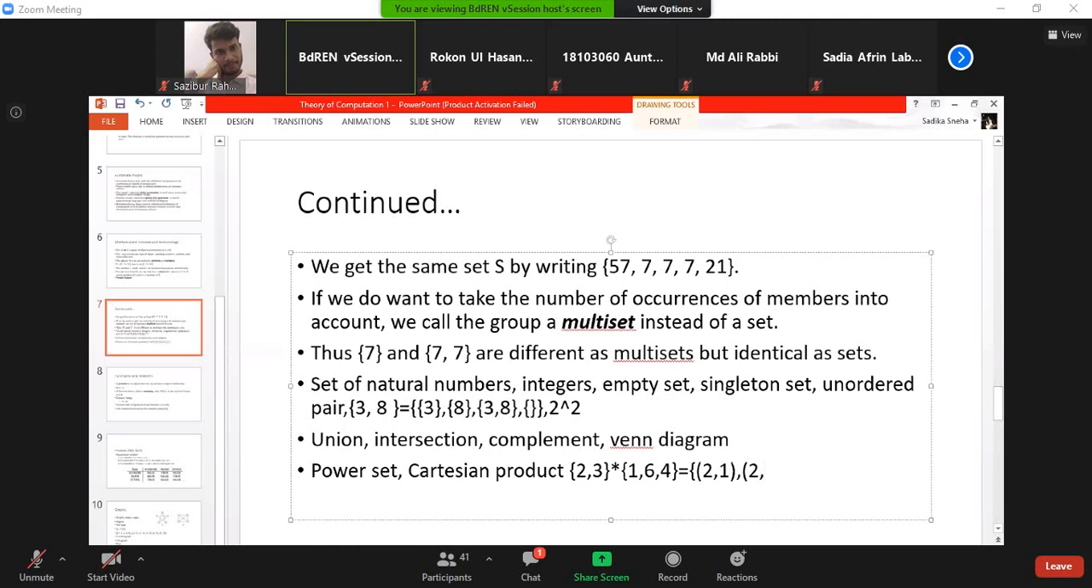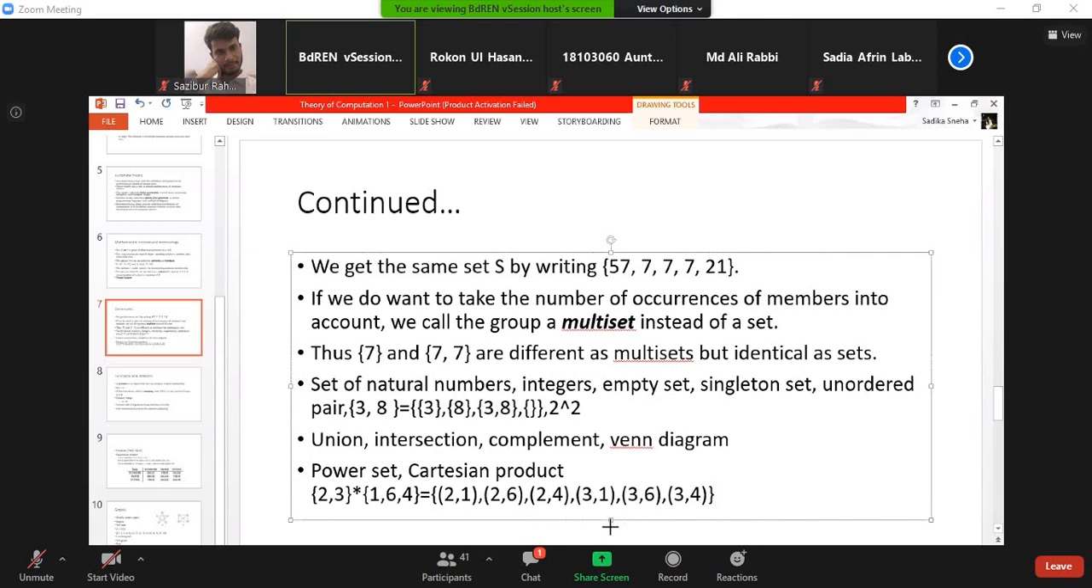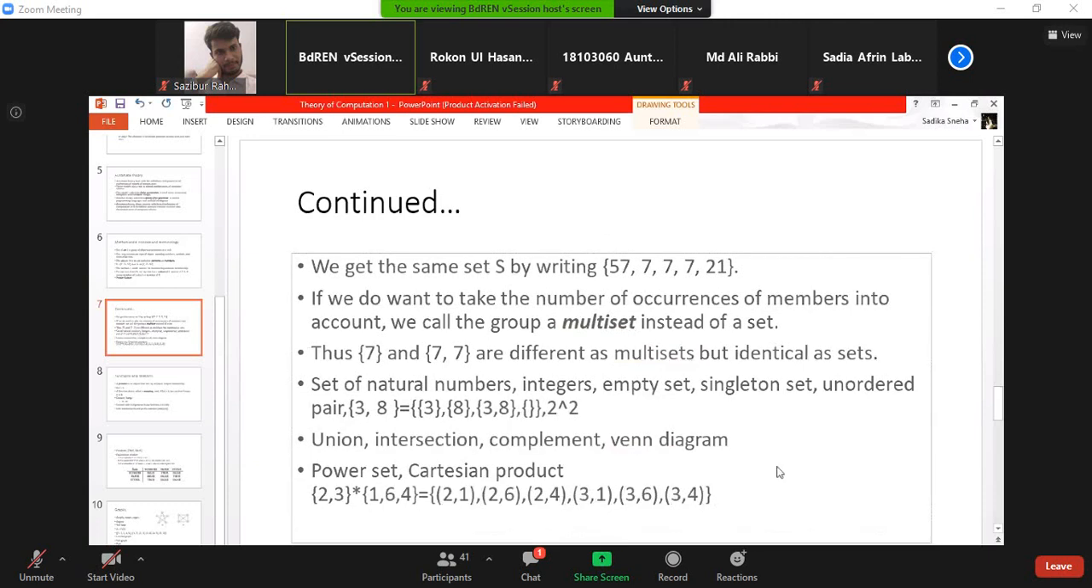2 1, 2 6 and 2 4. There will be 3 1, 3 6 and 3 4. So if you have any confusion related to these things, you should ask, because I don't know how far I will be able to go. But if I cannot go to the exact mathematical items, then these will be the mathematical items coming in your exam.